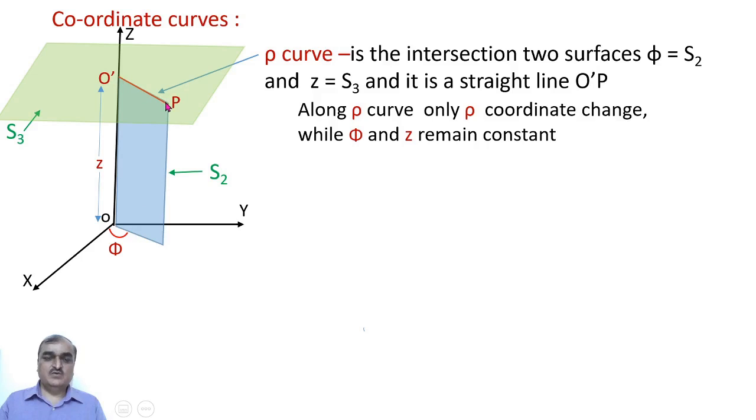All points on this O dash P line are at a distance z from the xy plane. Therefore, z is constant. The foot perpendicular from any point on this line O dash P is on this line OQ. Therefore, phi remains constant. For all points on this line O dash P, phi is constant, z is constant, only rho varies from point to point. Therefore, this is the rho curve.